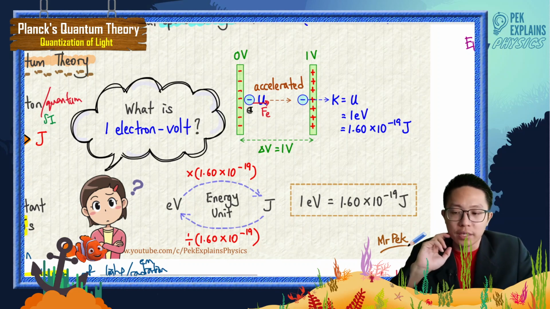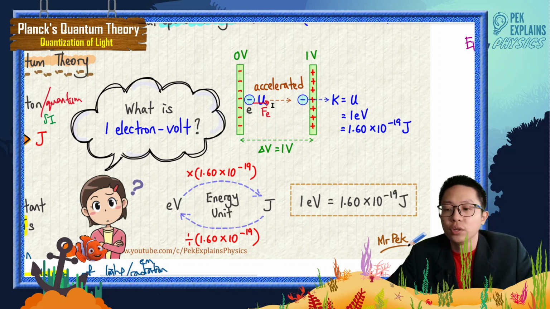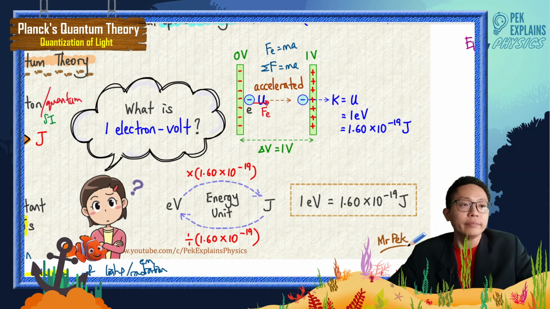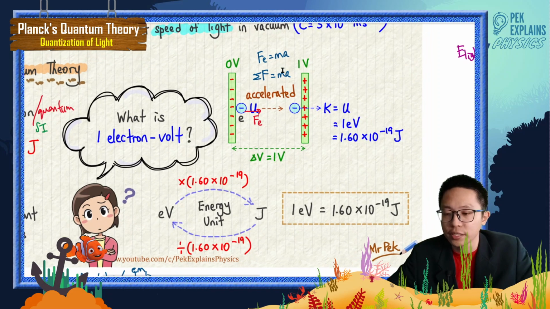Since it has a force, it will be accelerated, because of Newton's second law, total F equals ma, and this F is the electrostatic force causing the acceleration. So this electron will be accelerated. Once it accelerates, it will gain kinetic energy. How much kinetic energy does it gain after accelerating through a 1 volt potential difference?